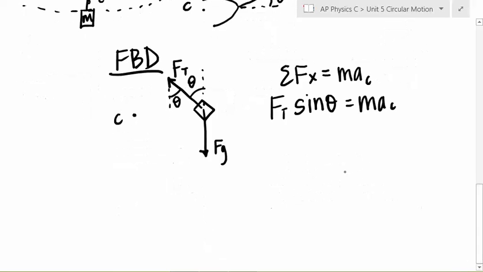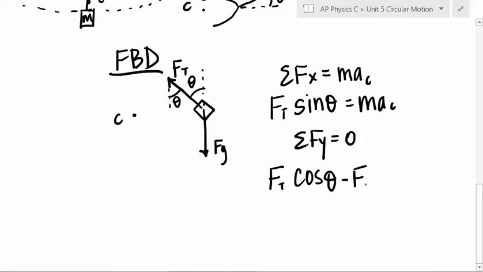But in the y direction, the sum of the forces is balanced because the stopper's not rising or falling, the airplane's not rising or falling, the car is not sinking into the ground or floating off of the ground. In all those cases it would be similar. So then I have F_T cos theta, because it would be adjacent to the angle, minus F_G equal to 0. So that's basically how to sum up the forces.